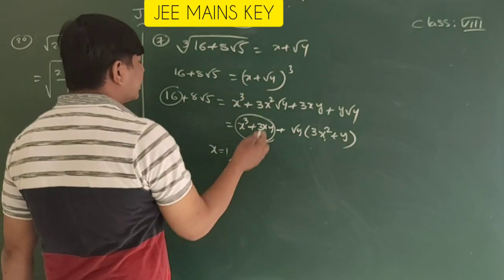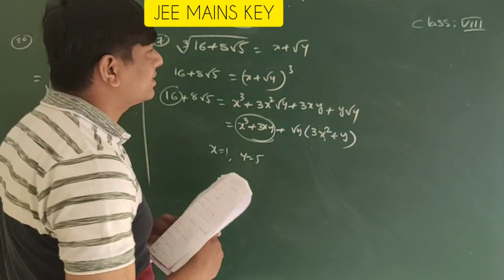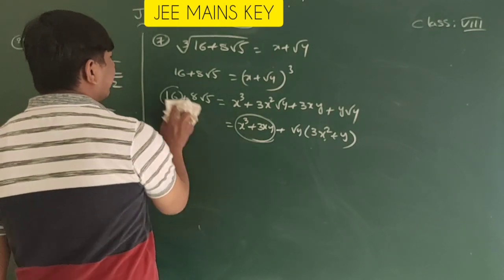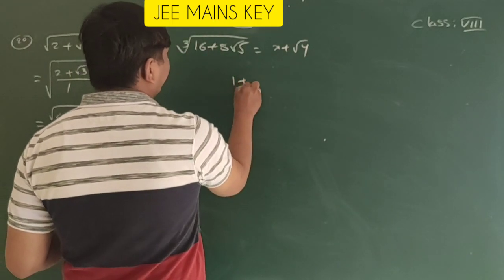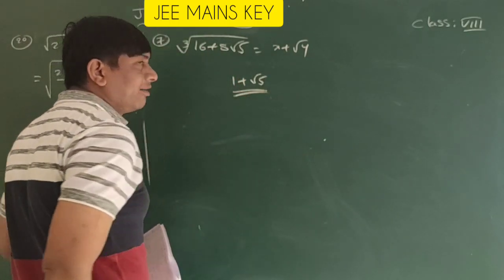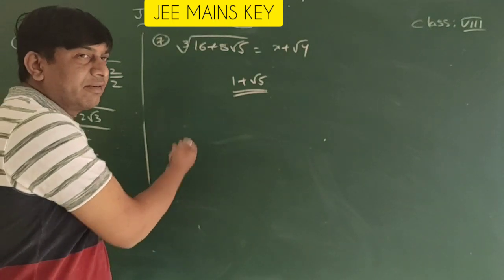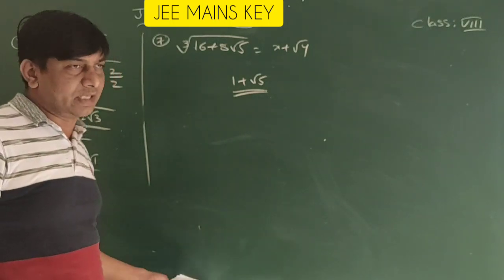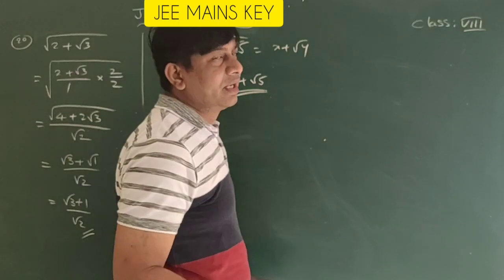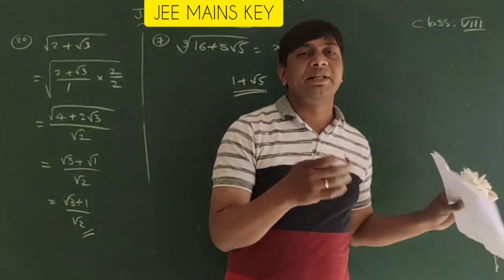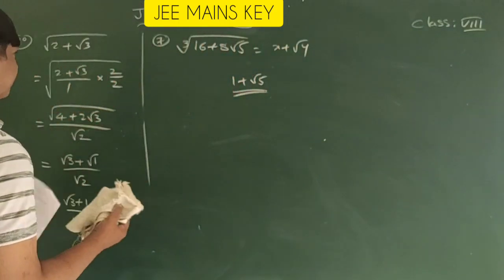So x plus root y is equal to 1 plus root 5. Your answer will be 1 plus root 5. Okay, y value 5 you got now. When you got y value 5, x is equal to 1. So x is equal to 1 and y is equal to 5. That is only the procedure, only the shortcut. We can apply the trial method at last.